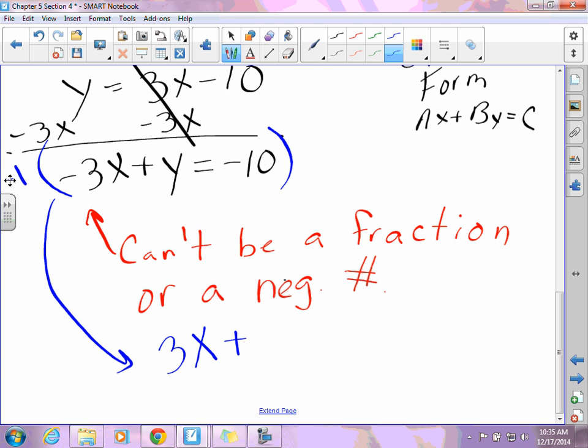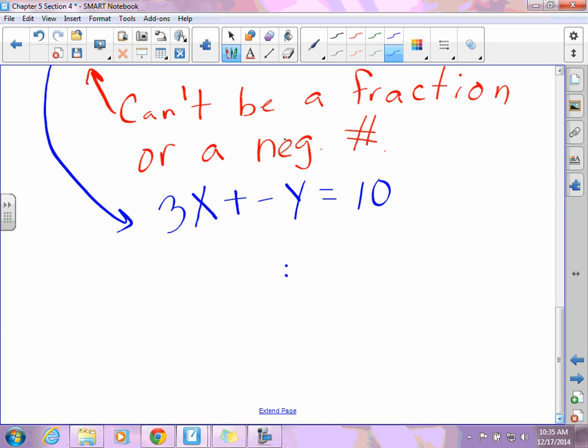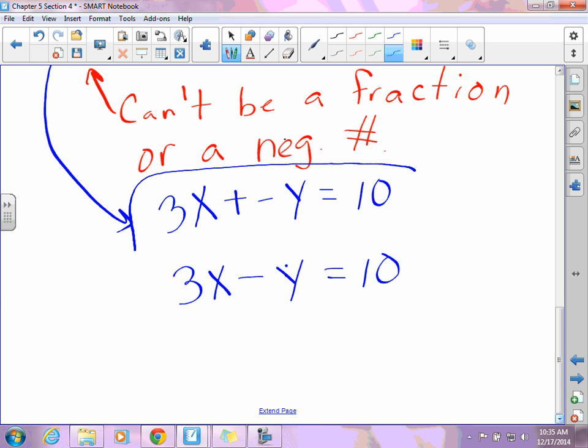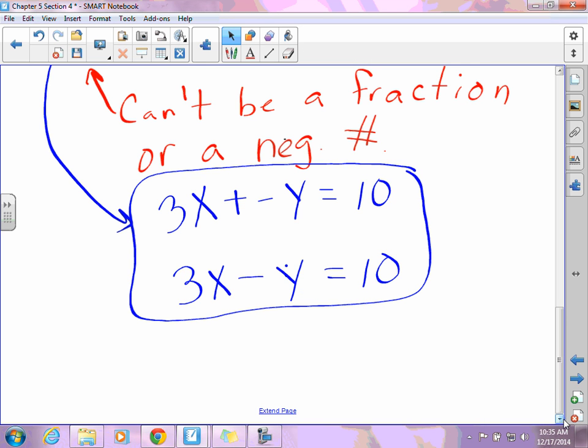That's right. All right, and someone asked me last hour, Mrs. Medvick, can I write it as 3x minus y equals 10? Absolutely. Either one of these would work for me. I'm fine with either one. Okay. Notice my line leader is not a fraction, and my line leader is not a negative. 3 is a whole number, and it's positive.